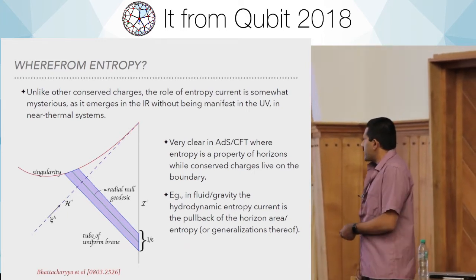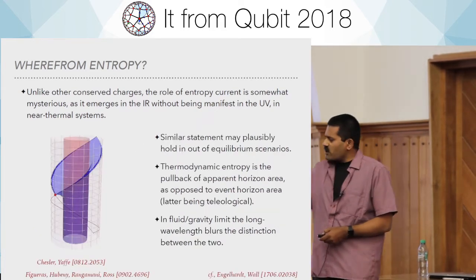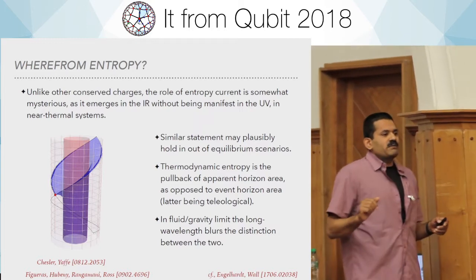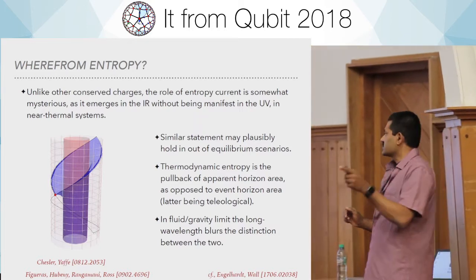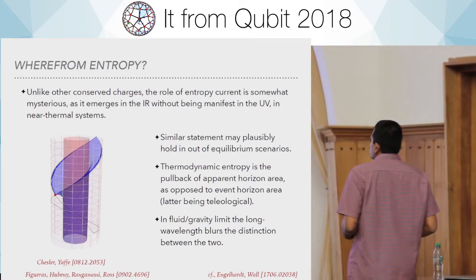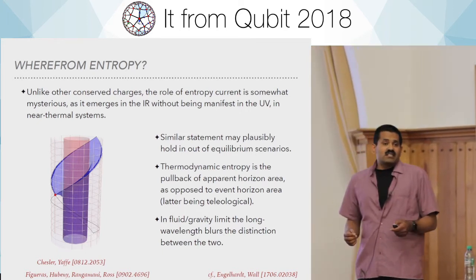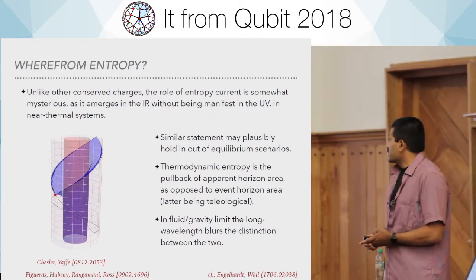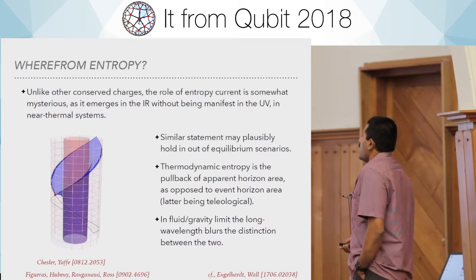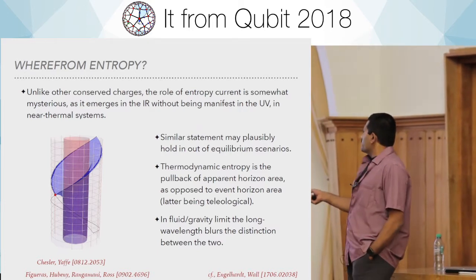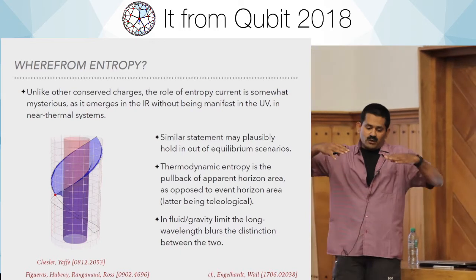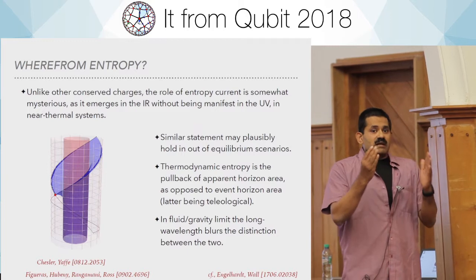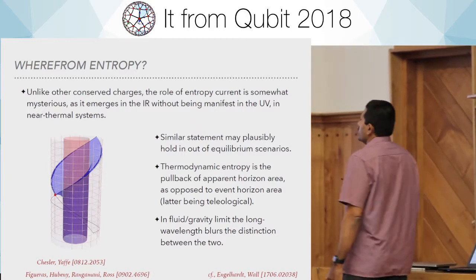What I said here is the pullback of the horizon area. To be a bit more clear, I should have said that this is really the pullback of some kind of apparent horizon area because the event horizon area, for reasons that we just heard about, doesn't really make sense in general. The event horizon is a teleological concept, so it's not clear that assigning the entropy current to the event horizon area makes sense. In the previous discussion of the fluid gravity, the fact that you're looking in the near equilibrium long wavelength regime blurs the distinction between event and apparent horizons. It's not true in more general contexts.